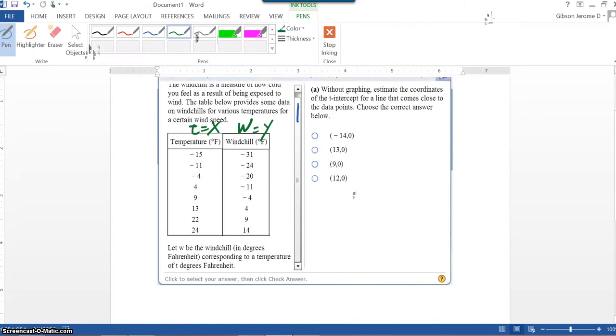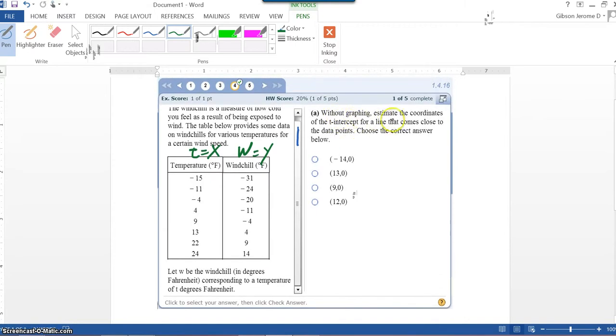Okay, now let's take a look at the problem. It says without graph and estimate the coordinates of the t-intercept for a line that comes close to the data points. Choose the correct answer below. So we know the t-intercept is really asking for the x-intercept. Now we know the x-intercept is when y equals 0. Now you see with all of our answer selection, all of the y's are 0. So we need to look at this table here.